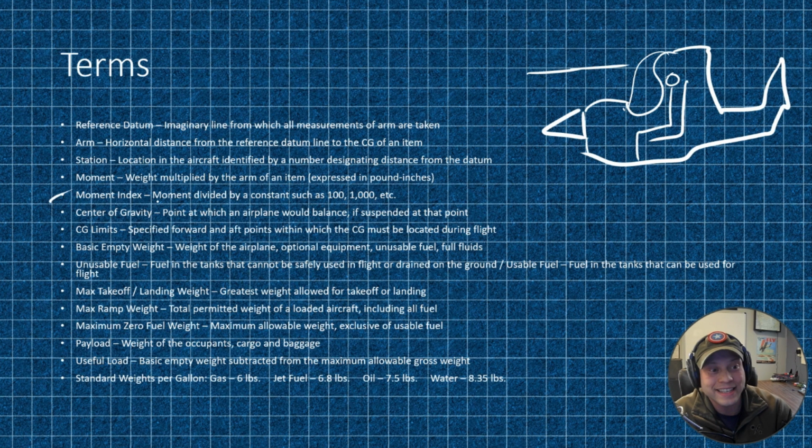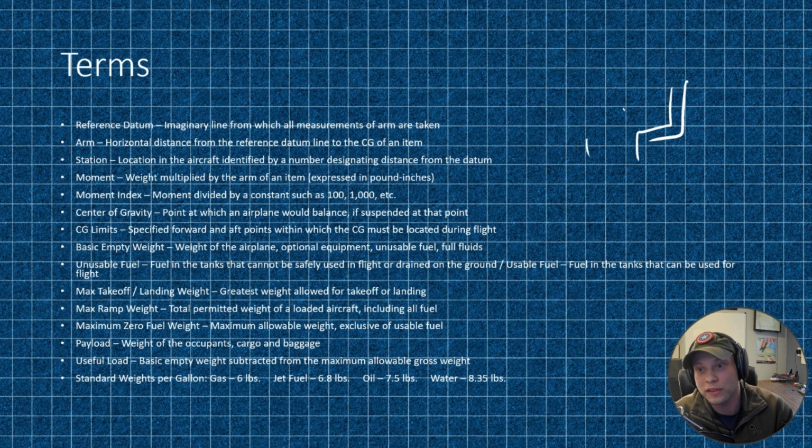Now, the moment index, this is the moment divided by a constant such as 100 or 1,000, just to make the numbers a little easier to work with. Instead of dealing with hundreds of thousands of pound-inches, we just divide it by 100 or 1,000. The center of gravity is the point at which an airplane would balance if suspended at that point.